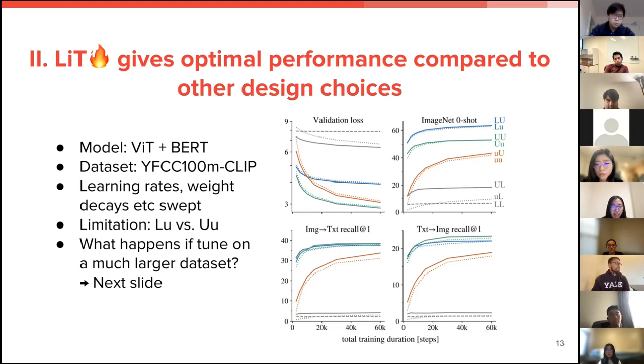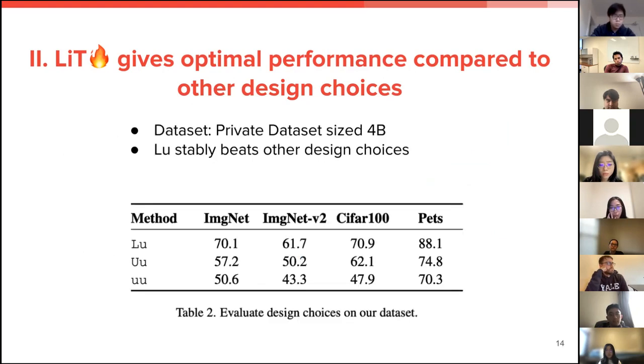And notice that we have LiT performance that may vary according to tuning schedules, like the one mentioned just now. Then another question that one may ask is, what will happen if I tune on a much larger data set? So right now our data set is relatively small, it's YFCC, it's only around 50 M. But if we try on a huge data set, will that change the situation, saying that, oh, actually our locked image tower does not work as well? So next we are going to explore this.